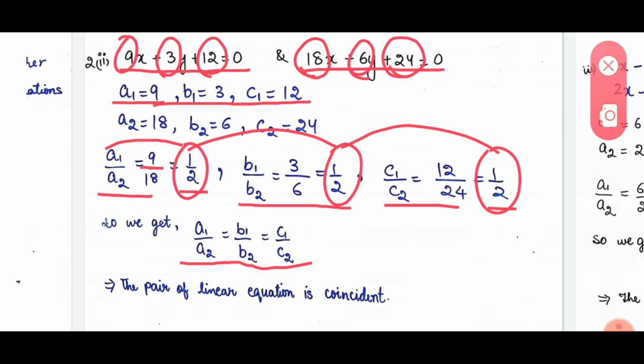So we get that A1 upon A2 equals B1 upon B2 equals C1 upon C2. This is the condition for coincident lines. This implies the pair of linear equations is coincident. If you haven't seen the introduction part of this exercise, please do watch it. Then you will be able to understand what is the meaning of this statement, A1 upon A2 equals B1 upon B2 equals C1 upon C2. Now let us see the third part.